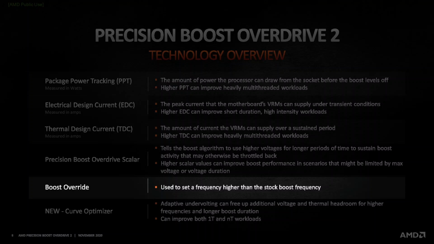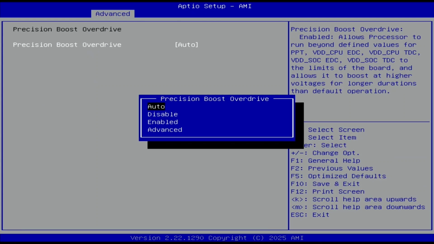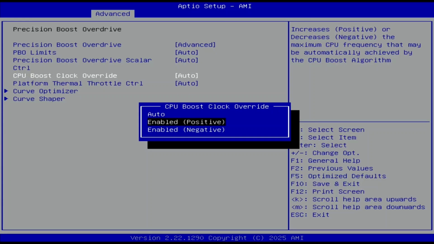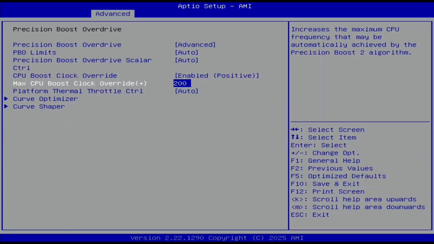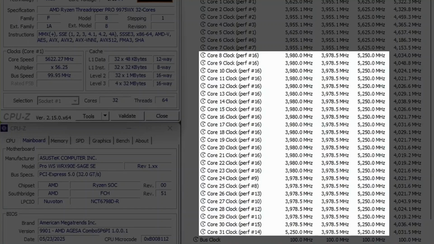Boost Clock Override, or Fmax Override, is one of the tools available in the PBO 2 Overclockers toolkit. It allows the user to override the arbitrary clock frequency limit between minus 1000 MHz and plus 200 MHz in steps of 25 MHz. With a plus 200 Fmax boost override, the new maximum boost frequency for CCD0 is 5650 MHz, and for the other CCDs it's 5250 MHz. It's important to note that the Fmax boost override doesn't act as an offset. Instead, it adjusts the upper ceiling of the allowed frequency.